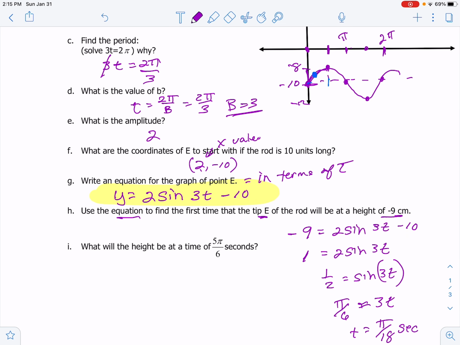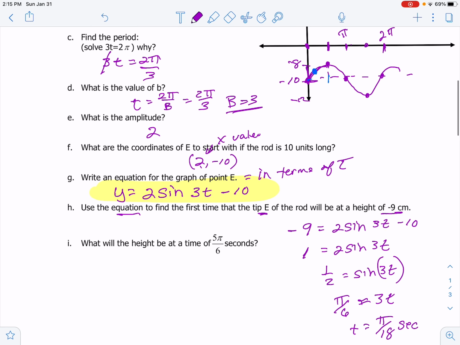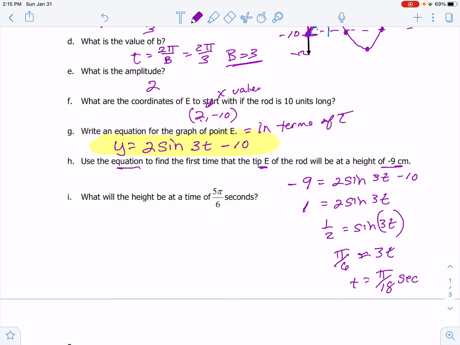Oh, no, is that right? No, if it's, that'd have to be, no. I'll have to come back and relabel that. I'll have to think about that, because this is time. This is pi over 18. Come back and think about that. All right. What will be the height at the time of 5 pi over 6 seconds? 5 pi over 6 seconds.